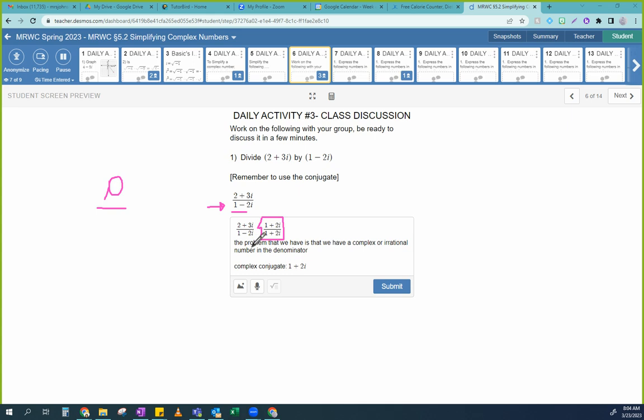So the reason why I'm drawing this as a one is because I'm trying to remind you that we're not multiplying by just any old number. We're not multiplying by the conjugate. We're actually multiplying by the number one. And you've known this since like second grade. What happens to the value of a number when you multiply it by one?